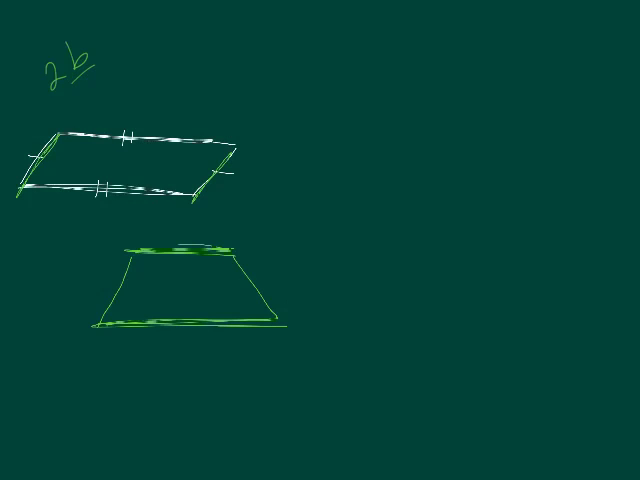A rectangle has four right angles, and it's also a parallelogram. So these angles are right, and remember, in a parallelogram, this side is parallel to this side, and this side is parallel to this side. If all of those are true, then we have a rectangle.